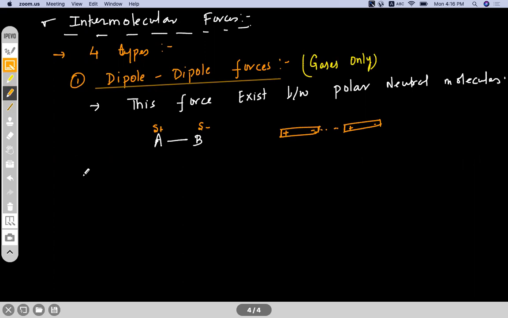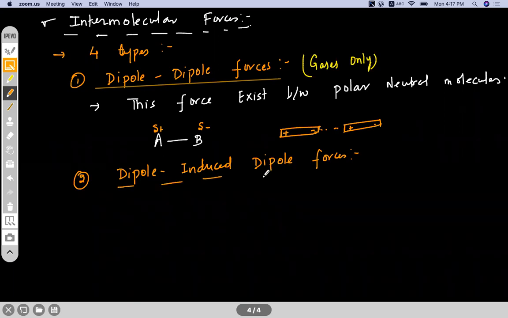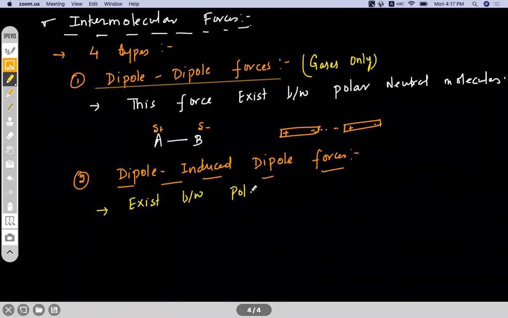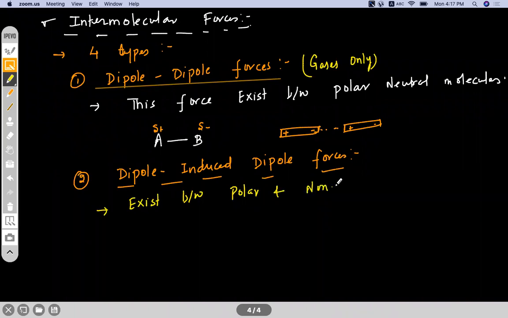Okay. The second type of intermolecular force we have is dipole-induced dipole forces. It exists between a polar and a non-polar molecule. Okay, so what happens here?